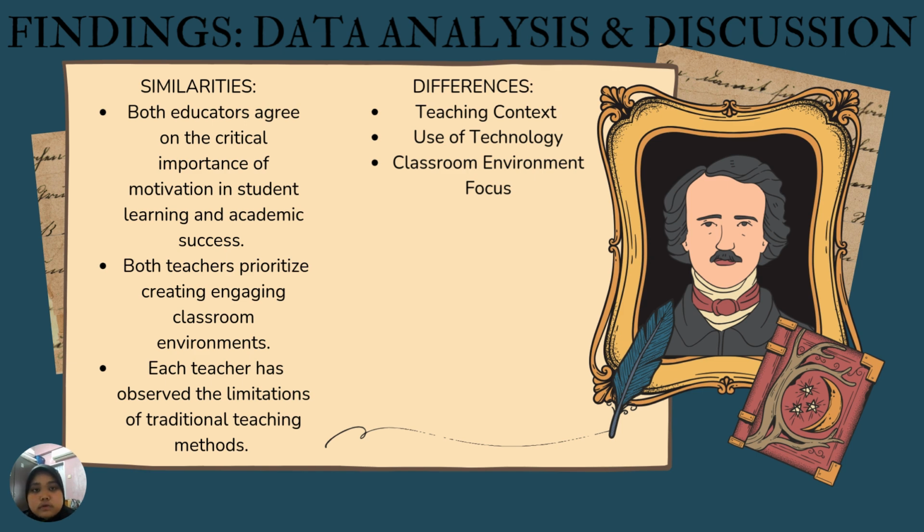As you can see, both of them similarly said that traditional methods bore the students. As for their differences, for the teaching context, a significant difference lies in their teaching environments. Cikgu Nasiruddin teaches in a more urban setting with a diverse student population, while Madam Dayang is in a remote school with a small number of students, just 73 students in total. This context influenced their teaching methods and classroom dynamics.